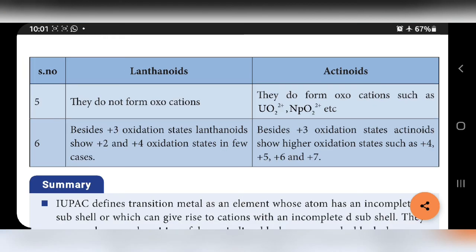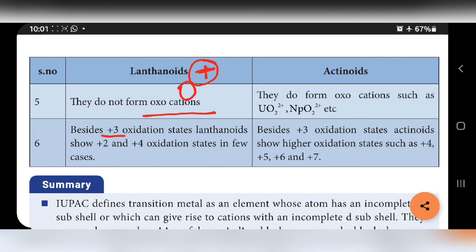Lanthanoids do not form oxocations, but actinoids do. Oxo means oxygen, cation means positive charge, so an oxocation is an oxygen-containing species with a positive charge. See the examples, UO2 2 plus and NpO2 plus: oxygen is there and a positive charge is also there, so both are oxocations. So lanthanoids do not form oxocations, and actinoids do.